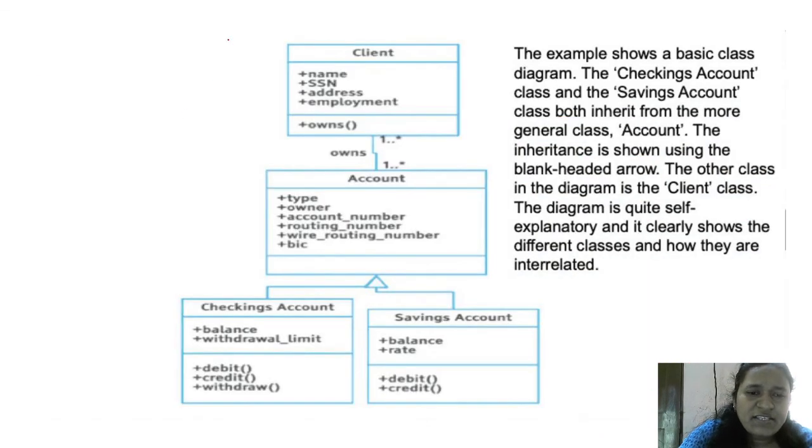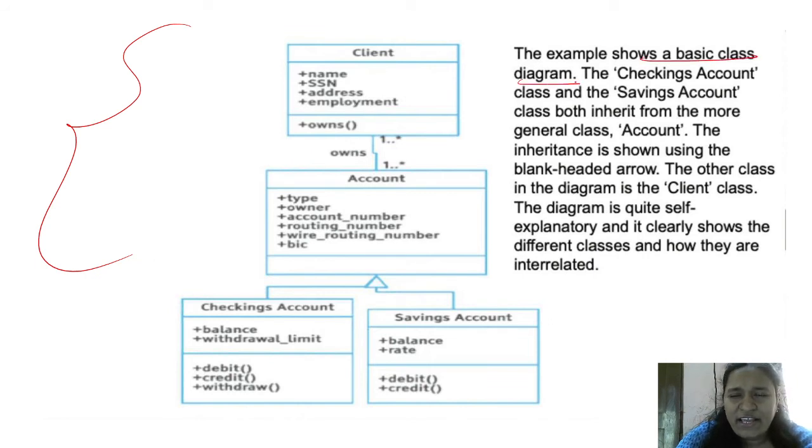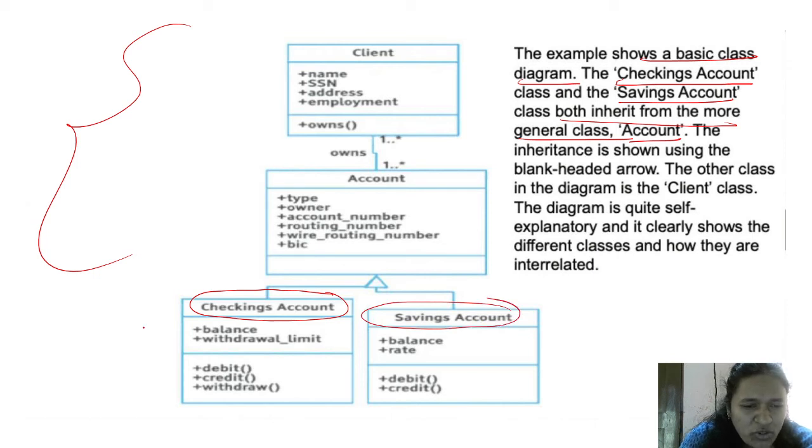See that this is a class diagram, friends. The example shows a basic class diagram. The checking account class and savings account class are both inherited from the general class account. These both classes are inheriting from the account class.